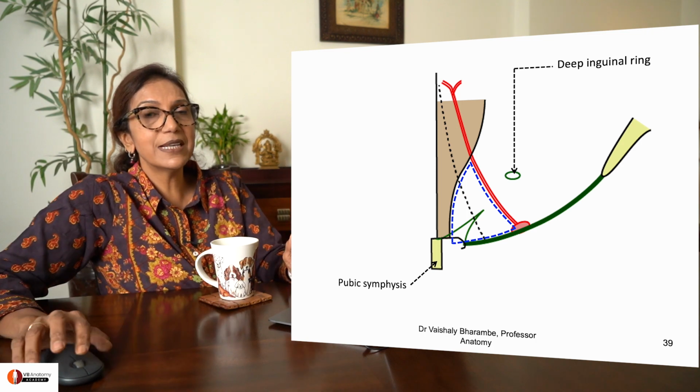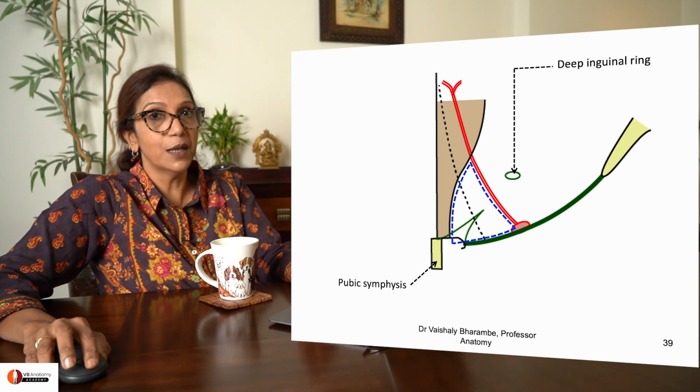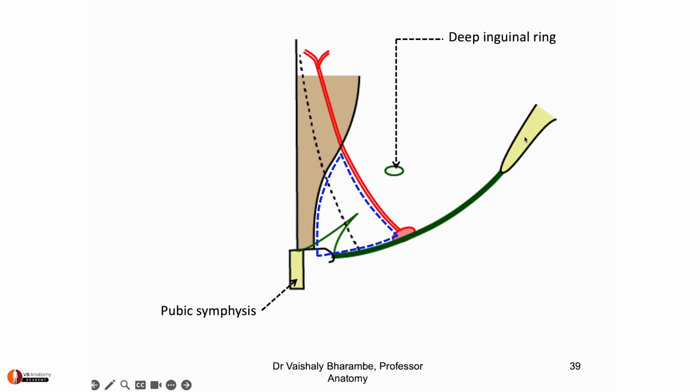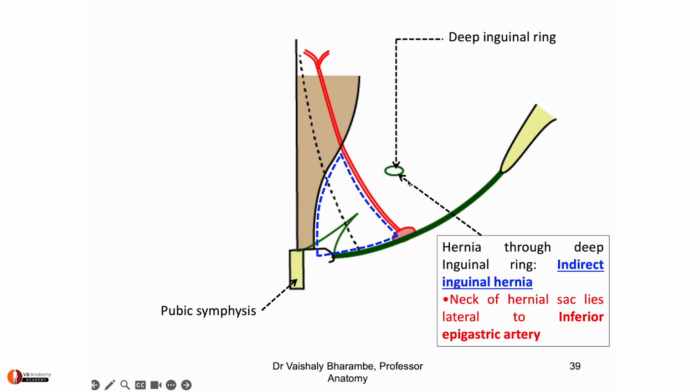Right, let's come to this diagram which I didn't have time to explain, now I do. This is your anterior superior iliac spine, this is your pubic symphysis, that's your inguinal ligament. So, when a hernia passes through deep inguinal ring, it's called as indirect inguinal hernia. It will always lie lateral to the inferior epigastric artery. This is your inferior epigastric artery. Such a hernia will always be lateral to the inferior epigastric artery.